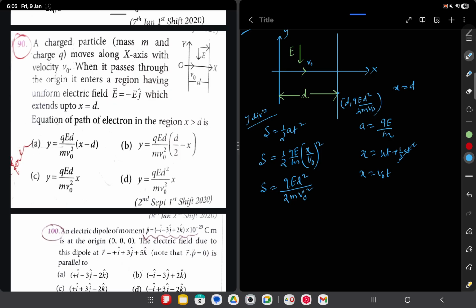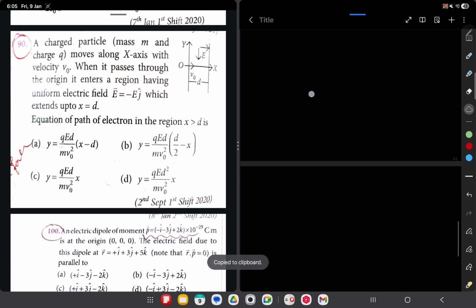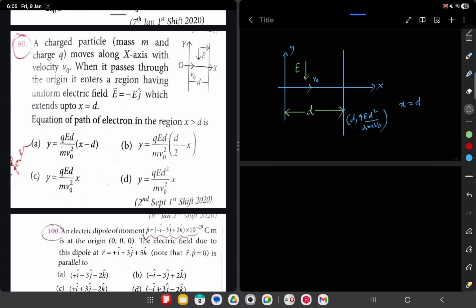Now after this line, this is a good question, because you need to find out the equation after this line. Sometimes they ask to find out the coordinate only. So up to this line, the particle will have a parabolic motion. After this line, the motion will be a straight line.